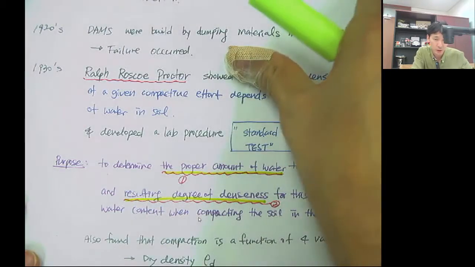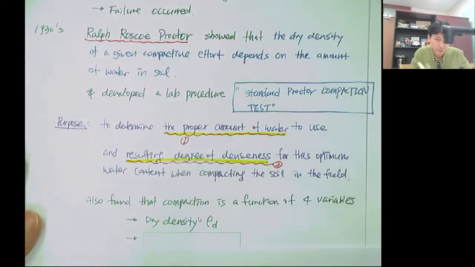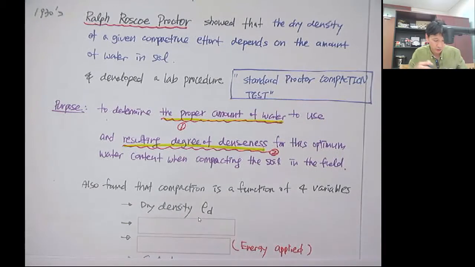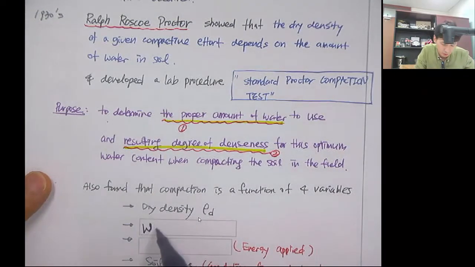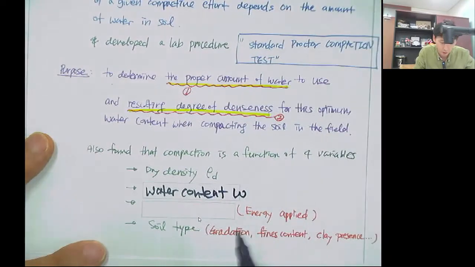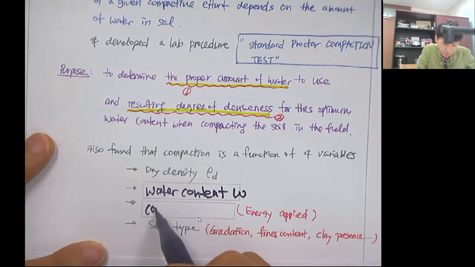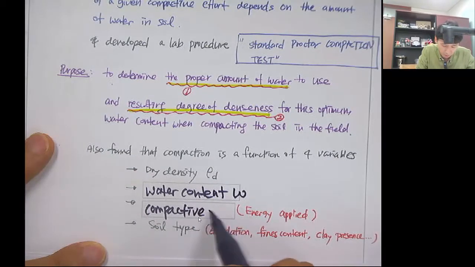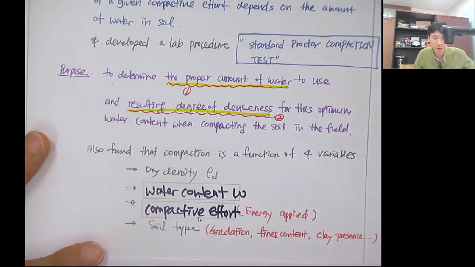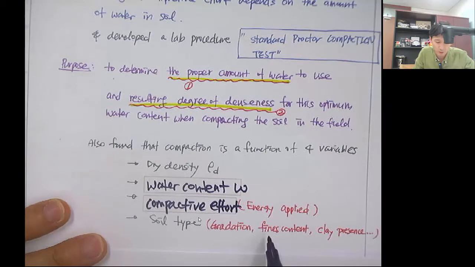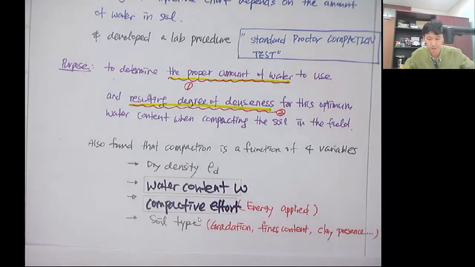He also found that the compaction is a function of 4 variables. First is the dry density, and the dry density is a function of the water content, W, and also the compactive effort or the mechanical energy that you apply to this soil. And lastly, also it depends on the soil type, whether it's well graded or poorly graded, or how much fine fractions it contains, or if there's a clay mixed in the soil or not.